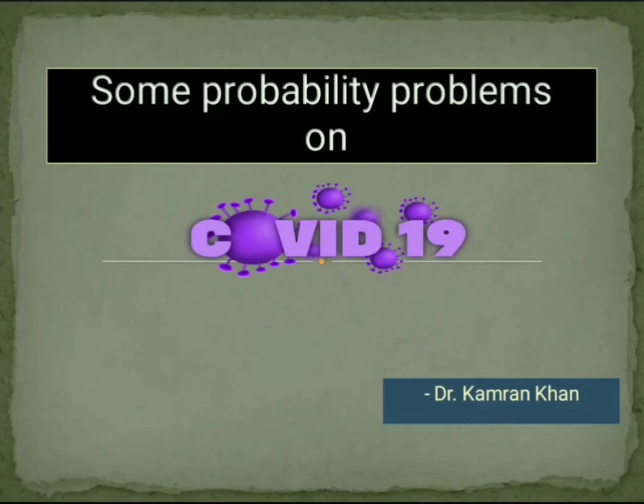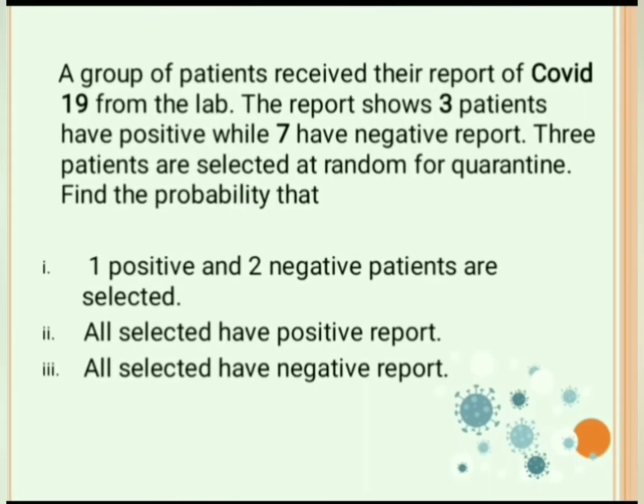In this video, we discuss 4 problems on COVID-19. We solve them by using the concept of probability. A group of patients received their report of COVID-19 from the lab. The report shows 3 patients have positive while 7 have negative report. 3 patients are selected at random for quarantine.